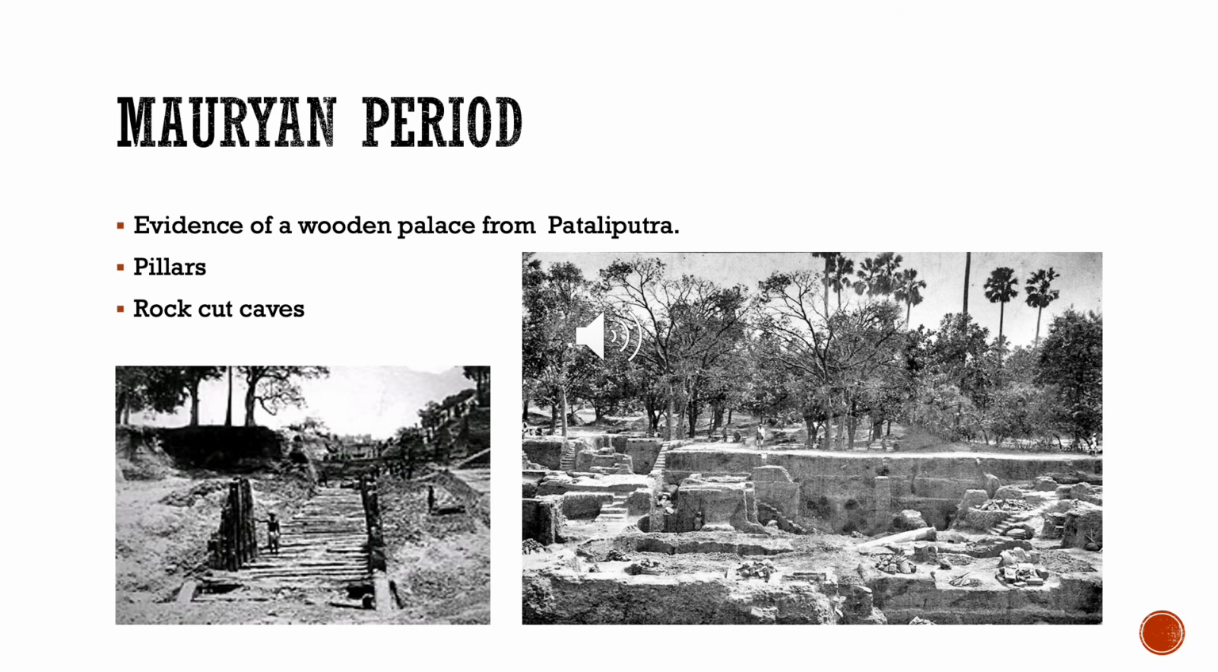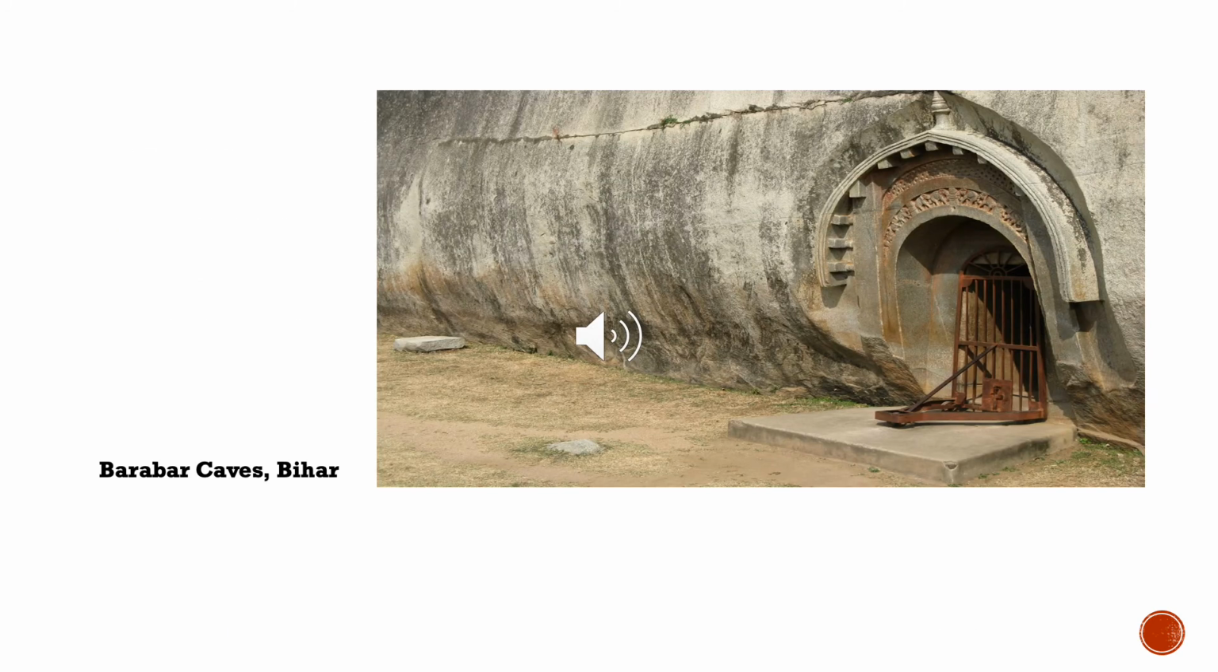In the Mauryan period, there is not much great architectural evidence apart from the pillars. There is evidence of a wooden palace from Pataliputra, on the right side, and a wooden palisade in Rajagriha on the left side. Apart from these two, pillars and rock-cut caves were the great examples of architecture in the Mauryan period. These are among the earliest caves, built for the Ajivika sect in the Bihar district. They are called the Barabar caves.